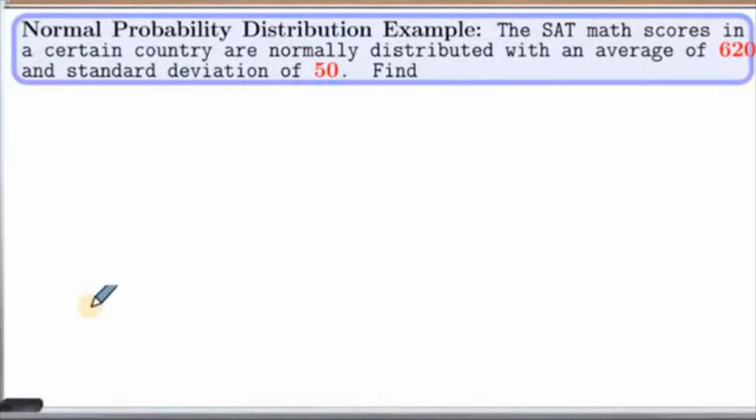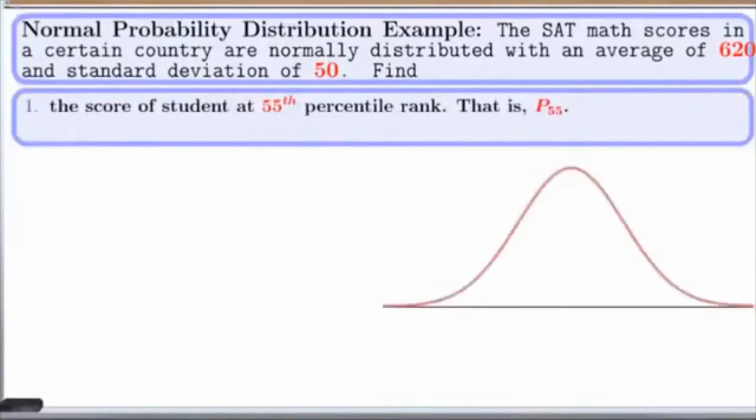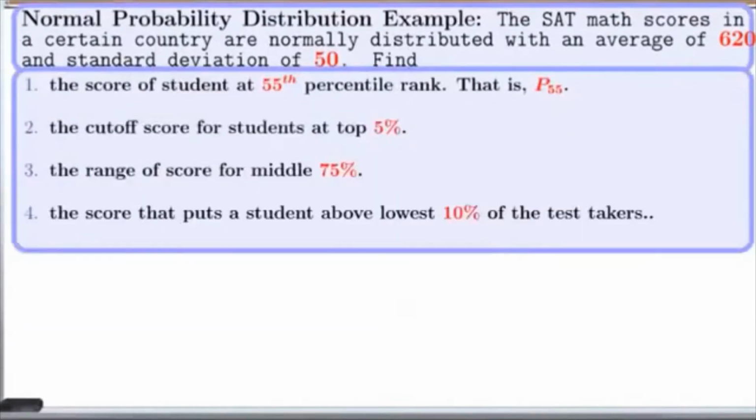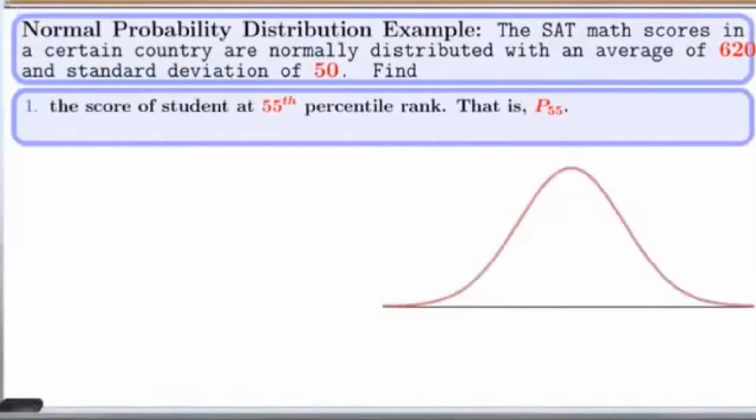In this video, I will work on examples of normal probability distribution that involves percentiles. Let me read this example here. The SAT math scores of a certain country are normally distributed with an average of 620 and a standard deviation of 50. And we will work on this problem one by one.